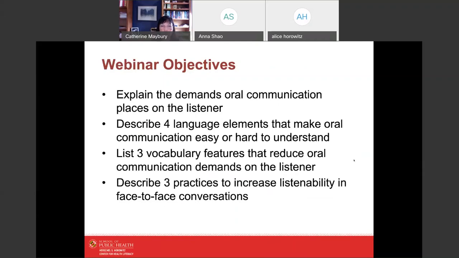So there are four objectives for today's webinar. At the end of the session, you should be able to explain the demands oral communication places on the listener, describe four language elements that make oral communication easy or hard to understand, list three vocabulary features that reduce oral communication demands on the listener, and describe three practices to increase listenability in face-to-face conversations.